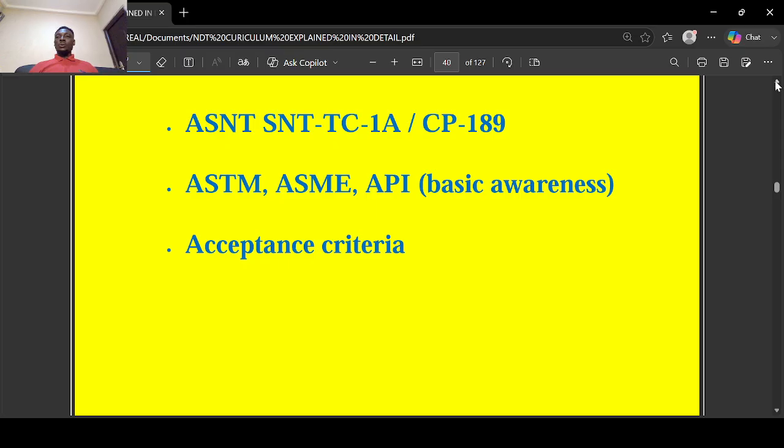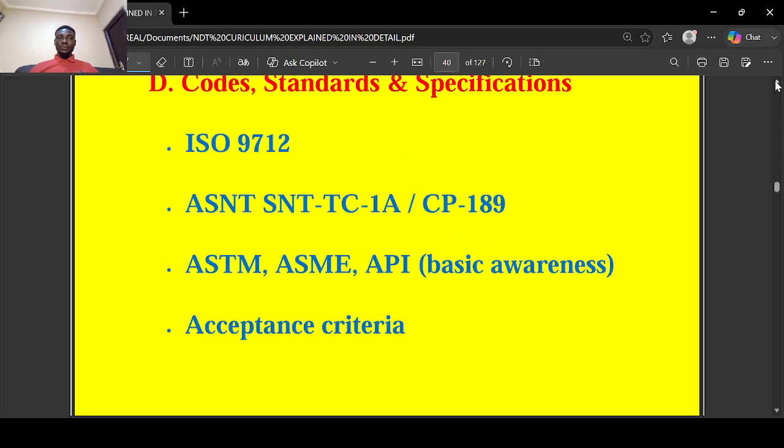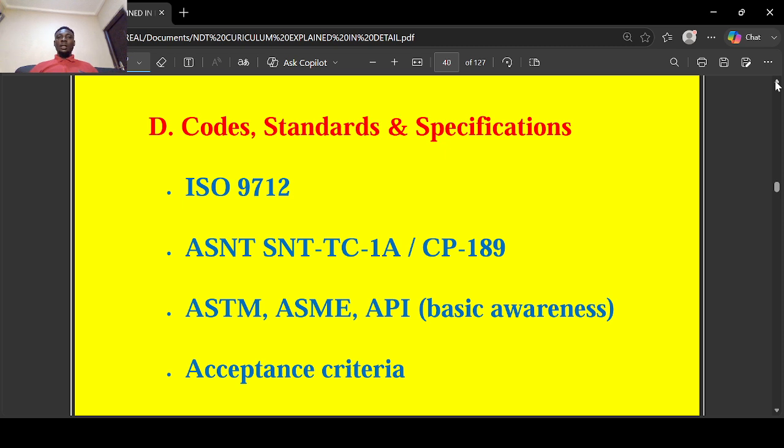So we are done for the class today. The next class we'll be talking about code, standard, and specification. Understand, this is what we'll be talking about, on the acceptance criteria of it.